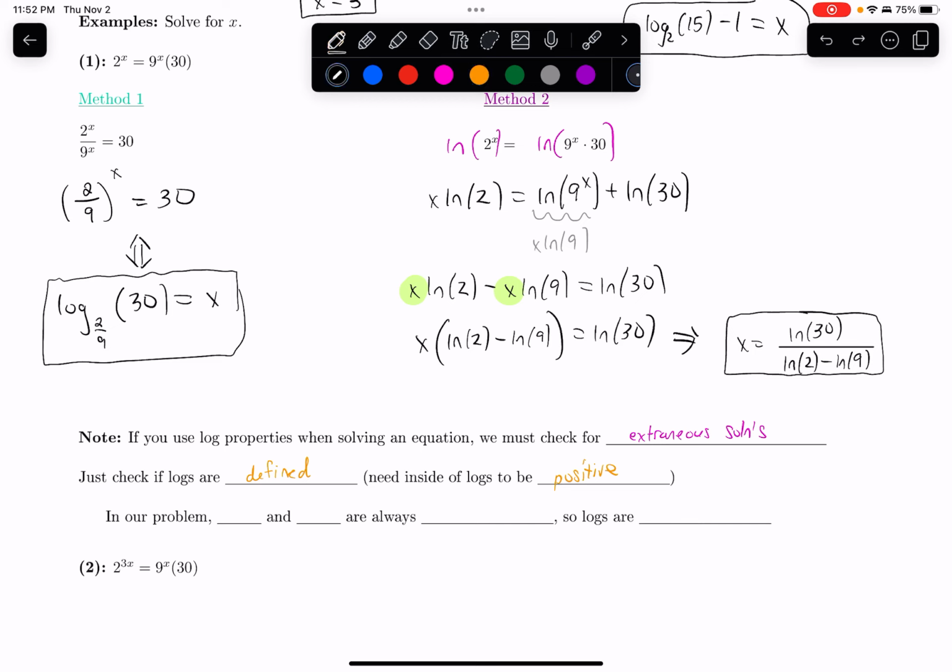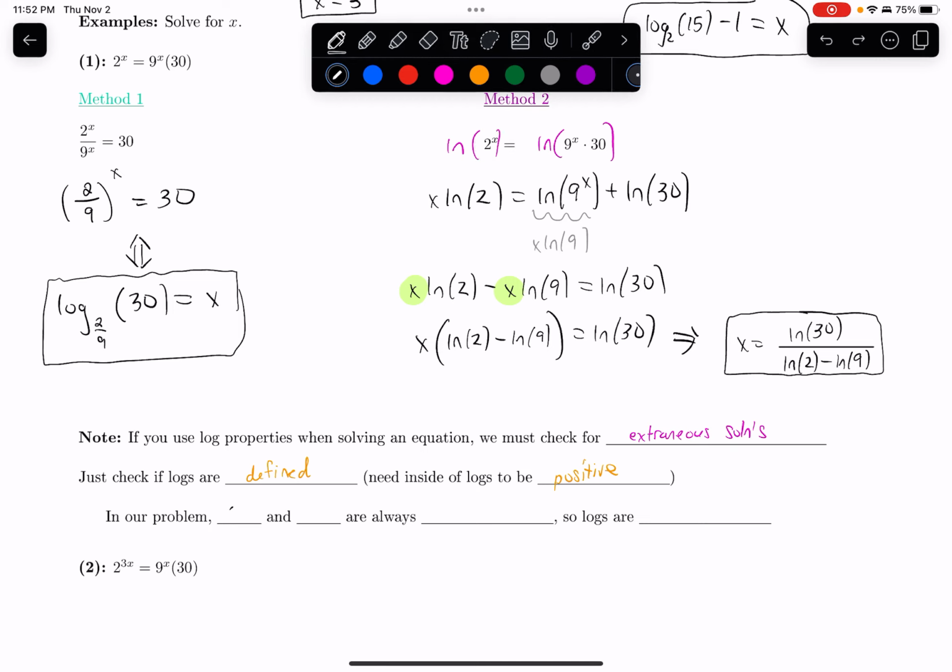So is this going to happen in our problem when we plug in this complicated looking fraction for the x? That might look intimidating, but there's a quick way to tell. And that has to do with the fact that the things that are inside of these logs are really easy to analyze.